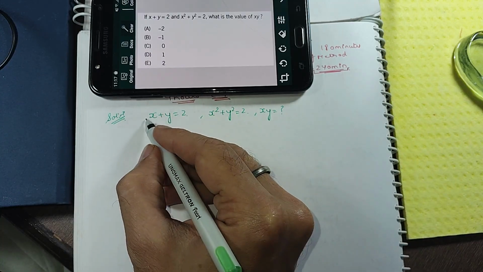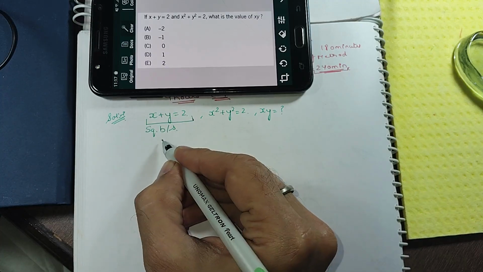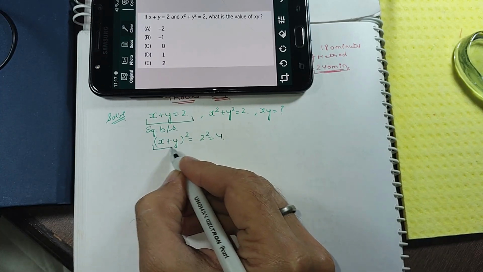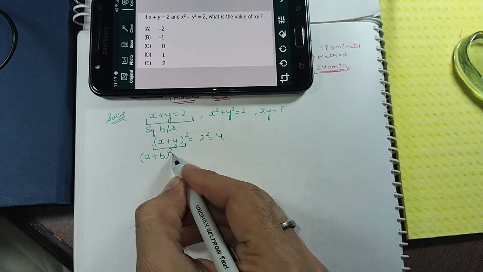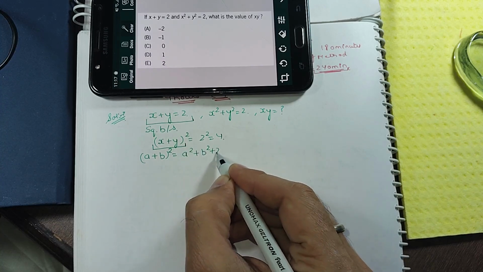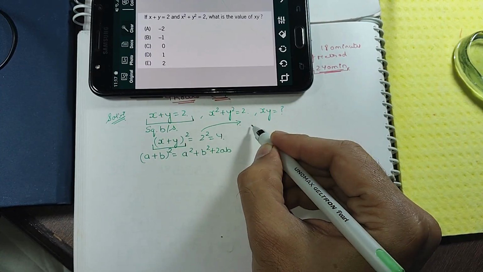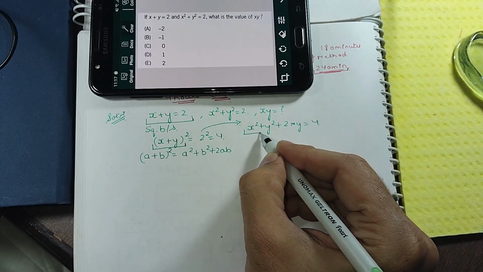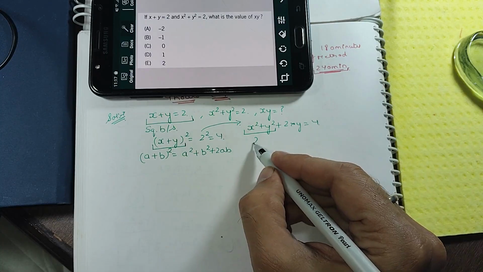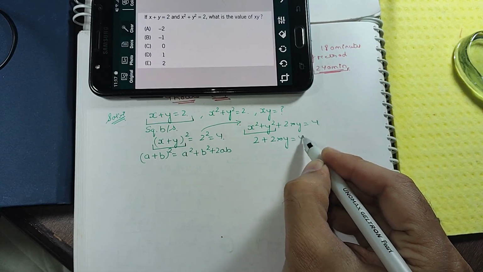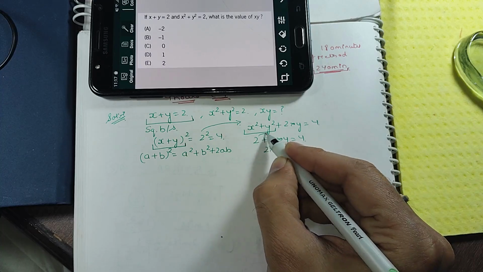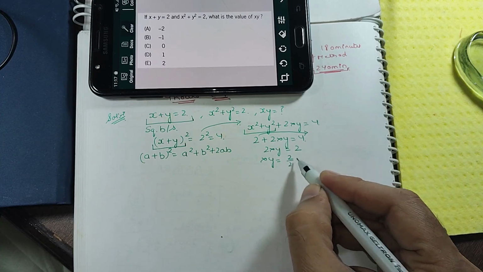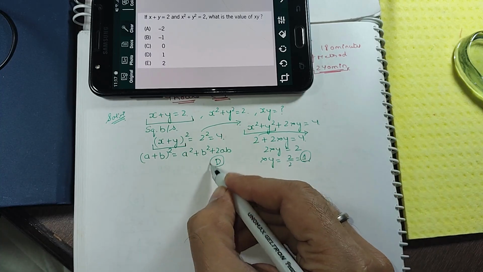In such cases what we do is square both sides. We will have x plus y whole square is equal to 2 square, which is actually 4. Here we will apply the a plus b whole square formula, which is equal to a square plus b square plus 2ab. So this expression boils down to x square plus y square plus 2xy equal to 4. Now we have the value of x square plus y square as 2, so we put that value over here. So this will be 2 plus 2xy equal to 4. Transposing 2 to the right hand side, we get 2xy equal to 4 minus 2, which is 2. So xy will have a value of 2 by 2, equal to 1. So option D is the right answer.